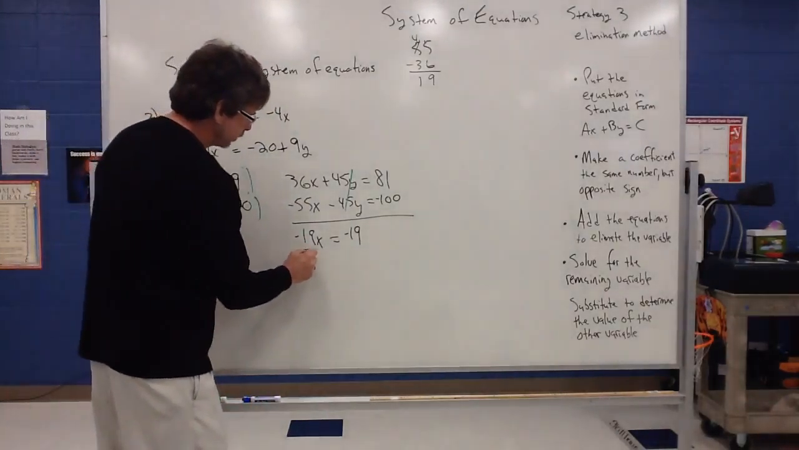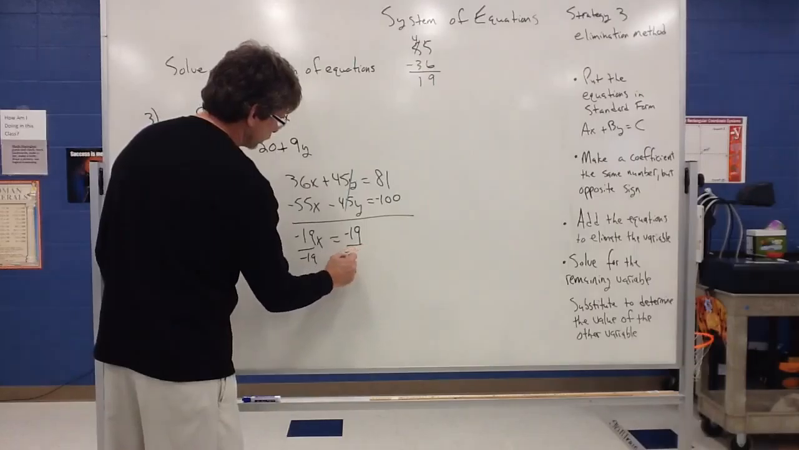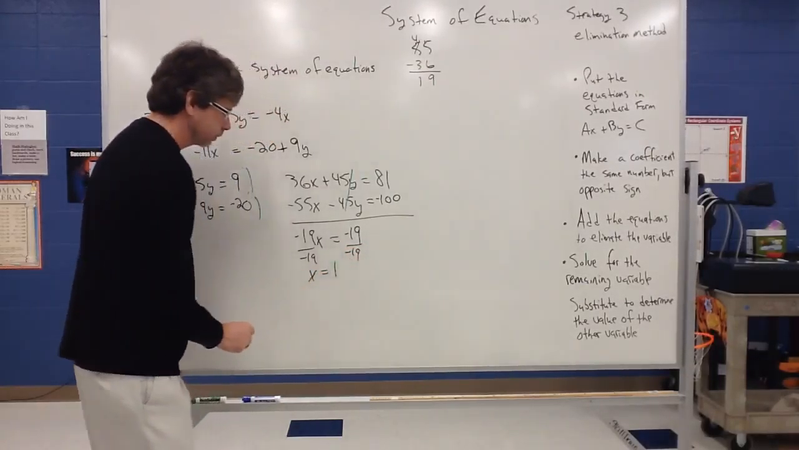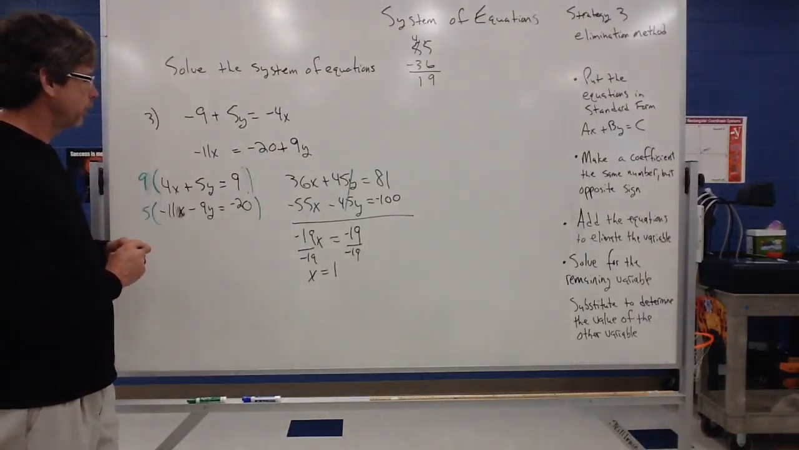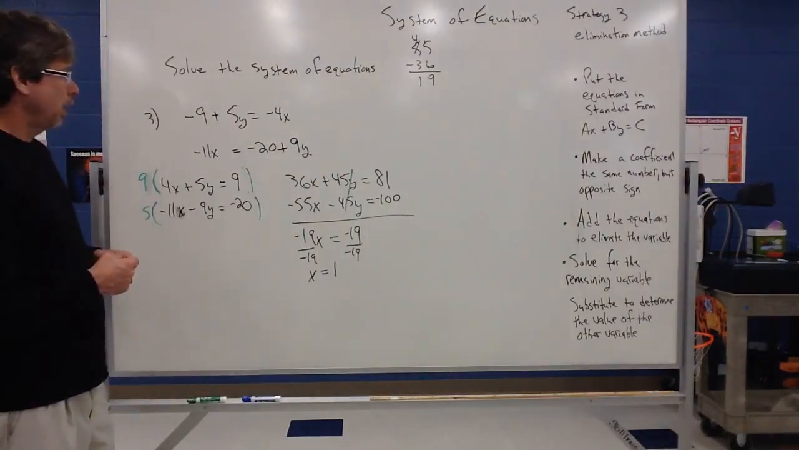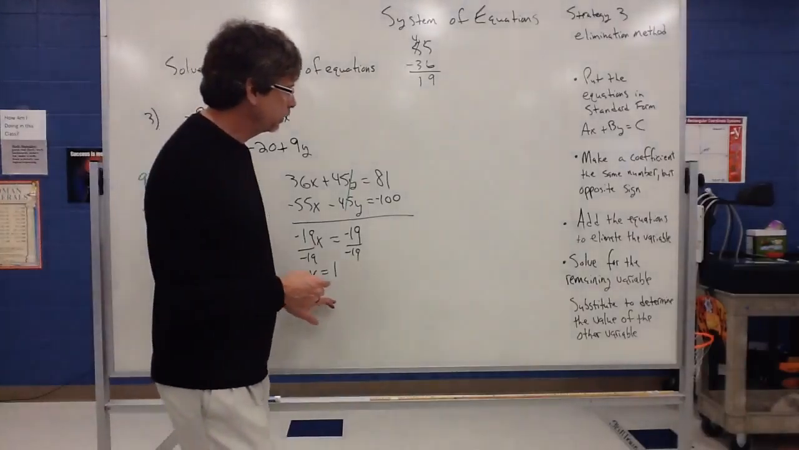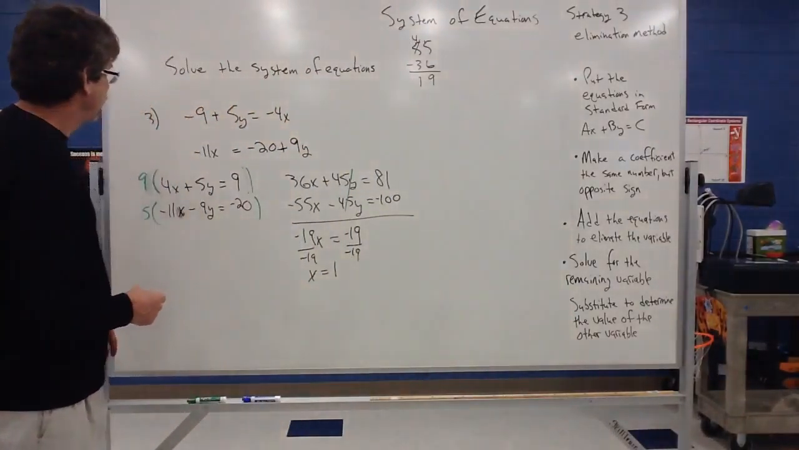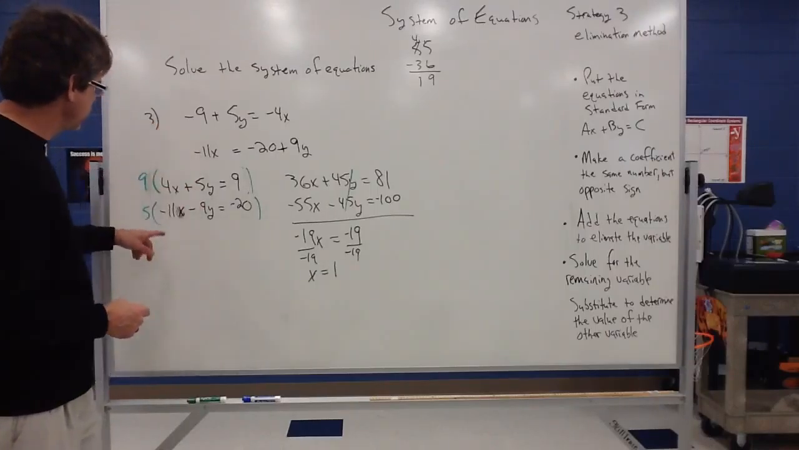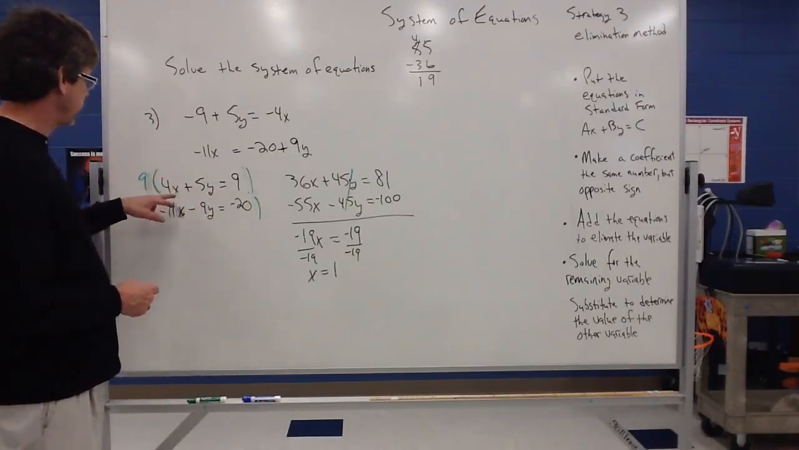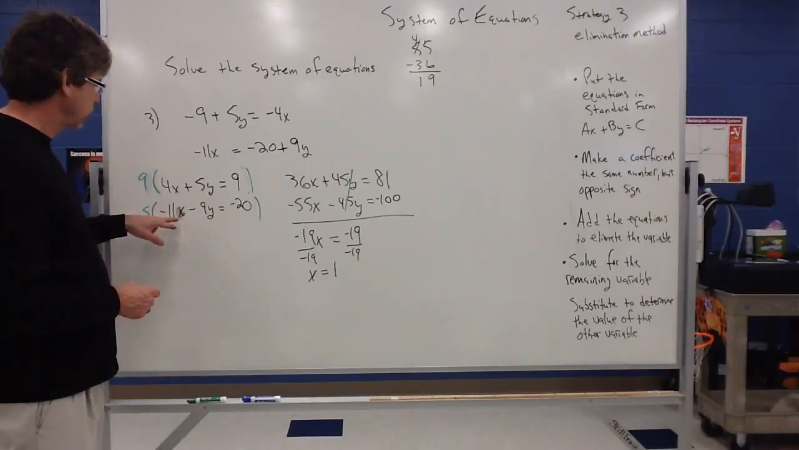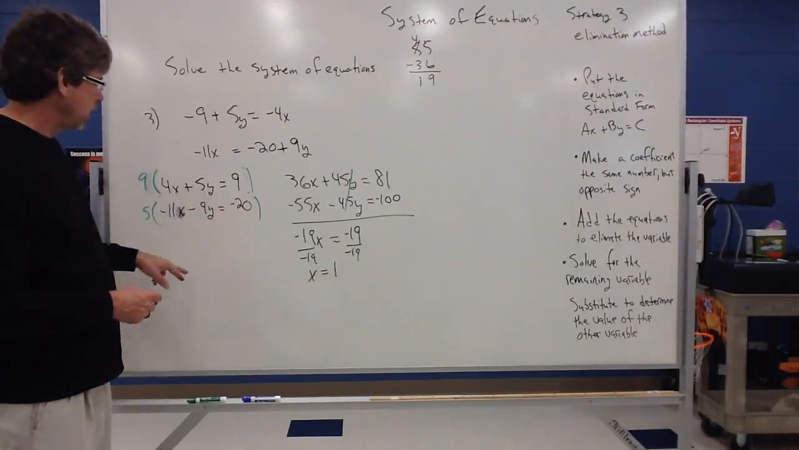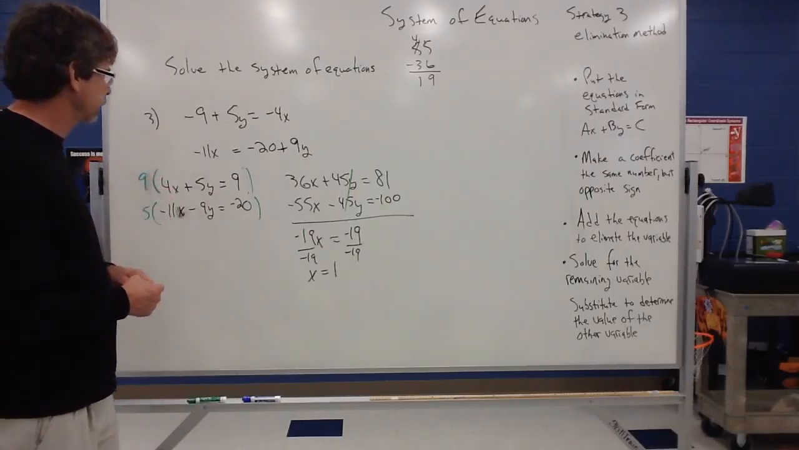Now, to get x by itself, divide both sides by negative 19. x equals 1. So we end up with 1 as our solution there. Now that we found what x is, we're going to substitute back in to find what y is. I can use any equation. I usually like the ones that were in standard form. So I like this 4x plus 5y equals 9, or this negative 11x minus 9y equals negative 20. I like the first equation, so I'm going to use it.